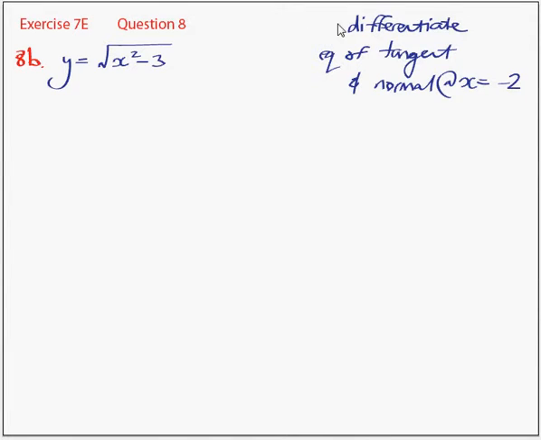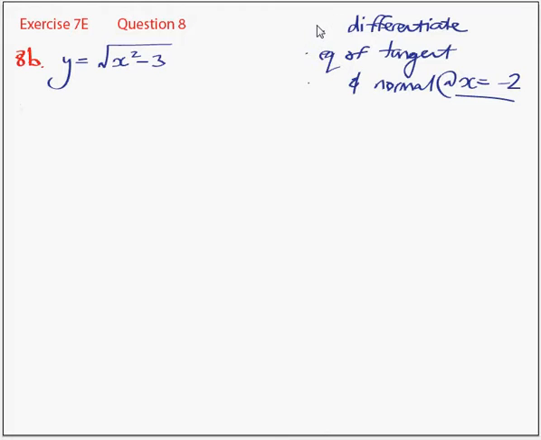For this question we need to do a few things. The first one is differentiate it, then find the equation of the tangent and the normal at the particular place where x equals -2. So start up here with the differentiating.